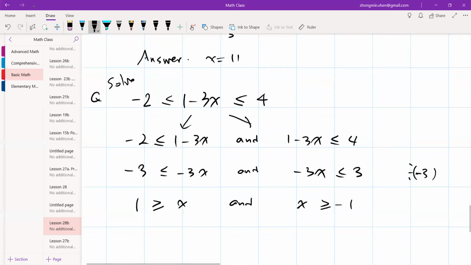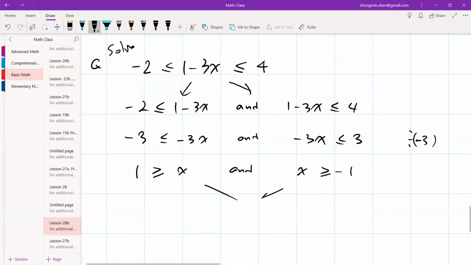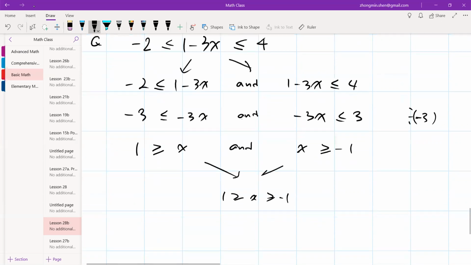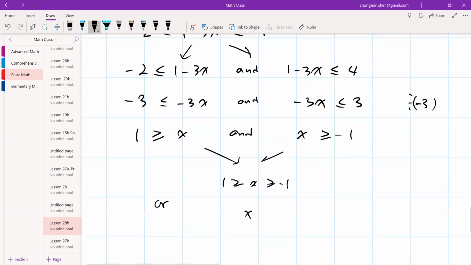So now you have, yes, these two can be combined: 1 greater than or equal to x, greater than or equal to -1. Or -1 is less than or equal to x, less than or equal to 1. So x is between negative 1 and positive 1.